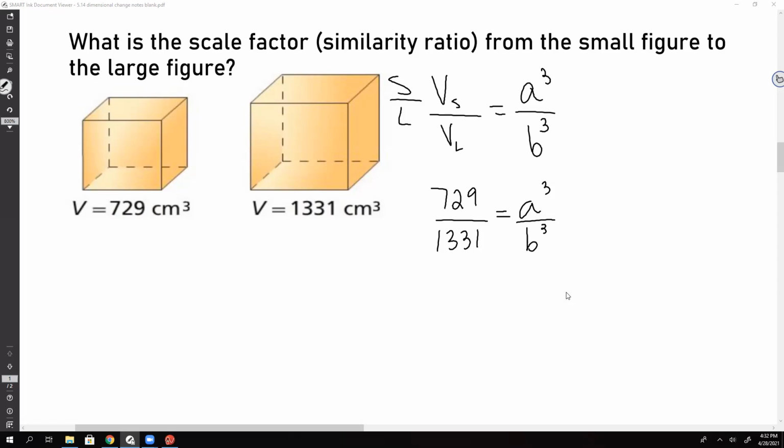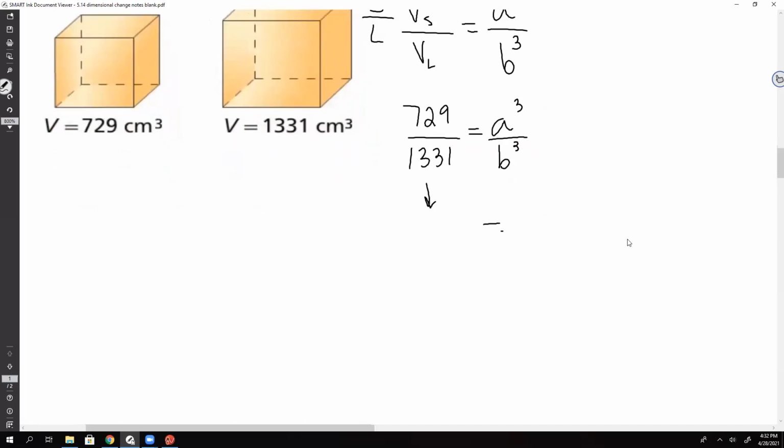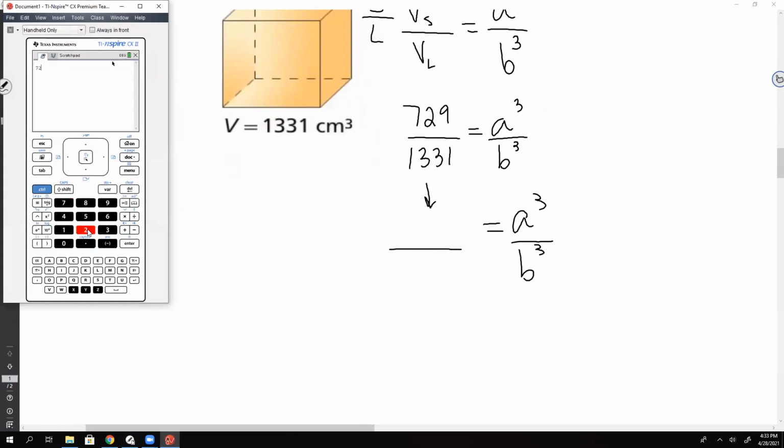And so first thing you want to do is you need to reduce this. We need to get it to the simplest form. A cubed to B cubed is still going to stay. So now what we need to do, I'm going to put 729 over 1331. I'm going to type that into my calculator, and so I'll bring it up here. 729 divided by 1331. Enter. I can see I can't reduce it. So it's going to have to stay like this, right? So now, do I want A cubed to B cubed? No, I want A to B. So I have to take the cube root.